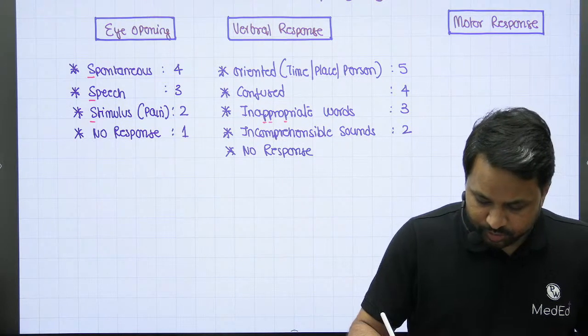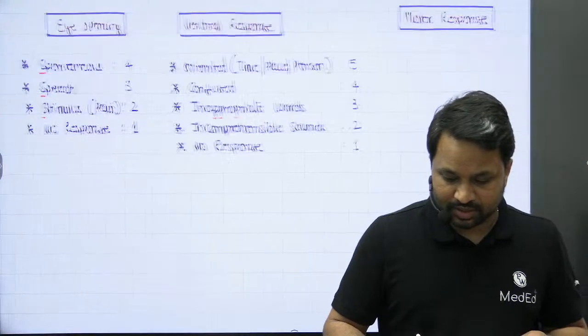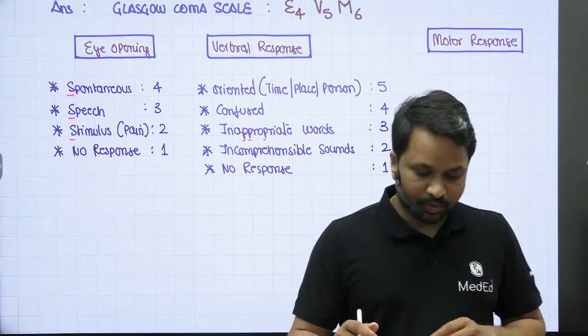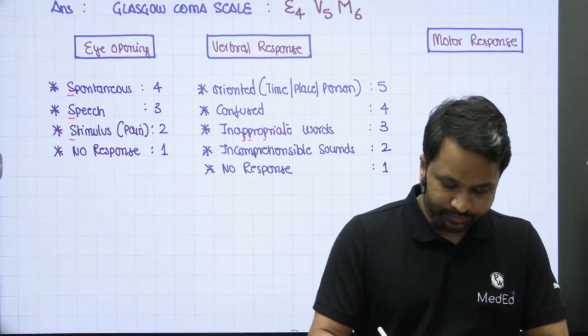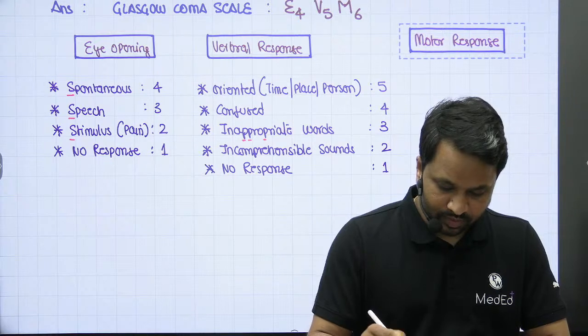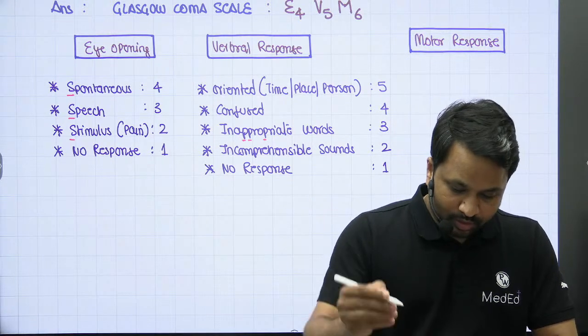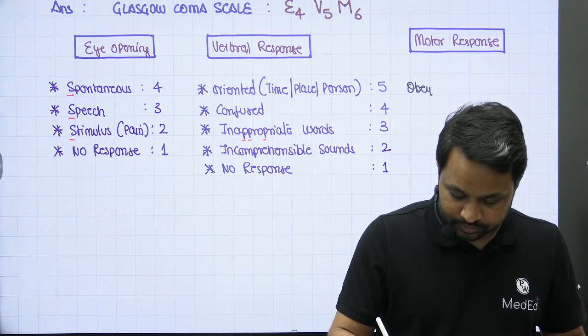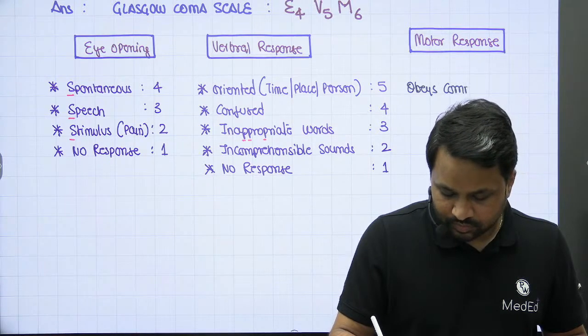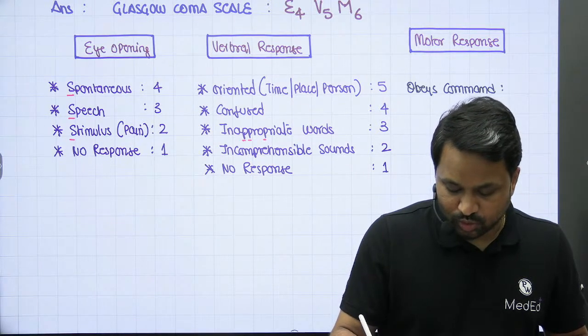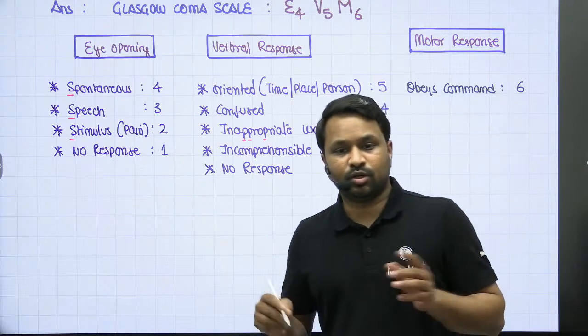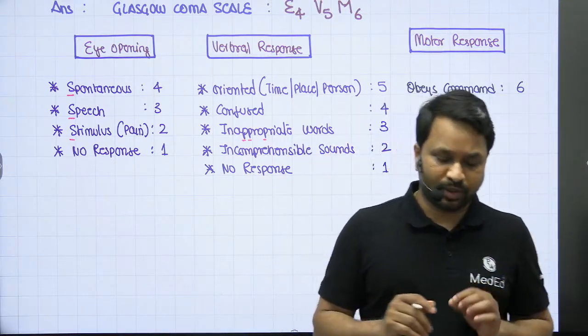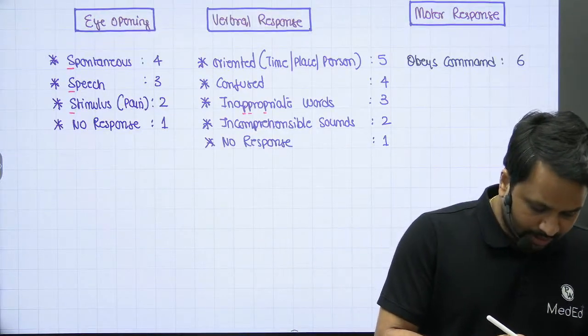If the patient is on mute, that is no response, a score of 1 is given. Then we are going to go with motor assessment. Now in the motor assessment, if the patient obeys command, that is touch nose, touch feet and everything, if everything is motor responses there, a score of 6 is given if he is obeying command, right?